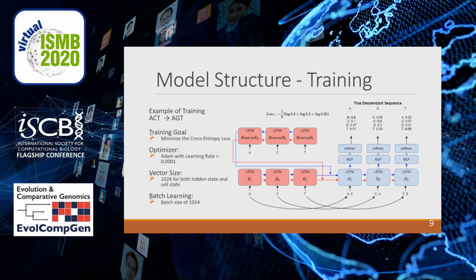Now let us look at the model structure. This is an example showing the modeling of 3-mer ACT evolving into AGT. The sequence-to-sequence model is composed of connected LSTM-based encoder and decoder networks. The encoder is shown in red.